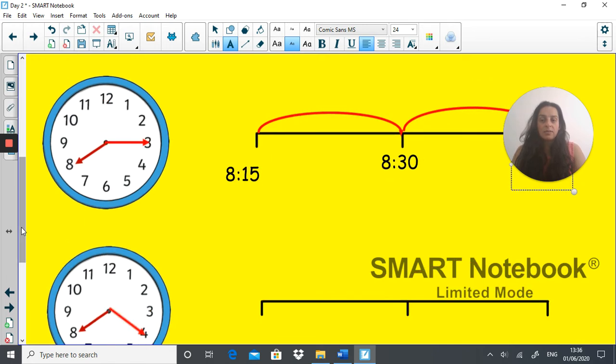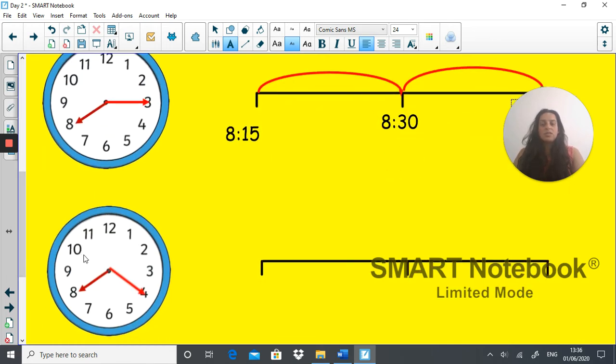So your next example is this one. This is your start time. Using your 15-minute intervals, what will the end time be? So hopefully you would have worked out that it's 8:20. From 8:20, 2 jumps of 15 minutes would take you to 8:50. Well done, getting that right.